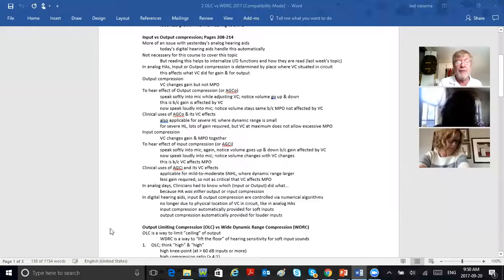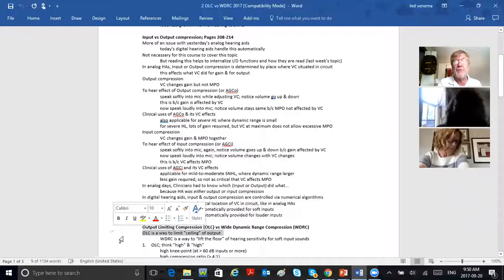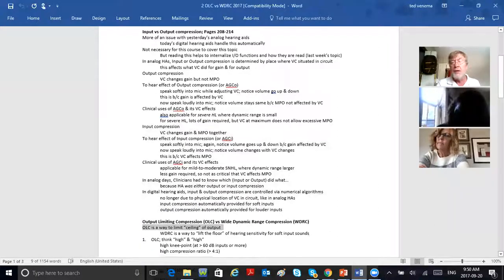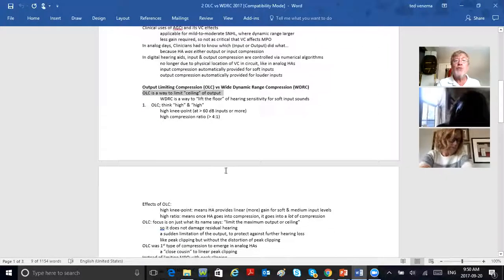Let's look at the bottom part of page 1. Go to output limiting versus WDRC over here. Scroll down. Always remember, output limiting compression handles the ceiling. WDRC handles the floor. That's the main two camps of compression.